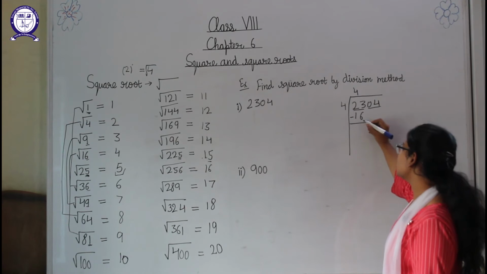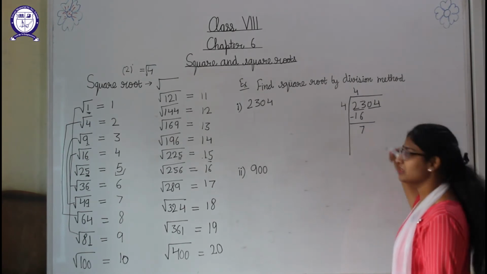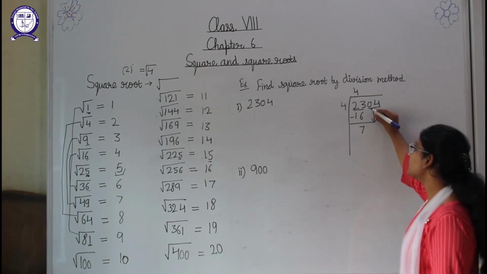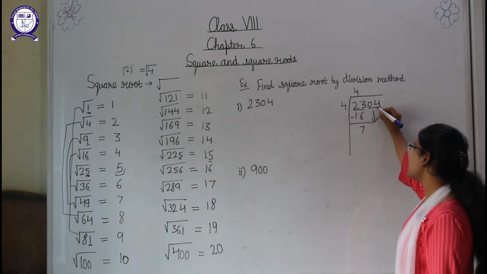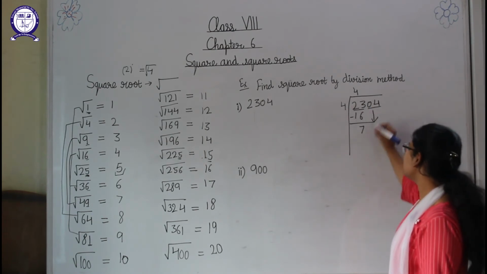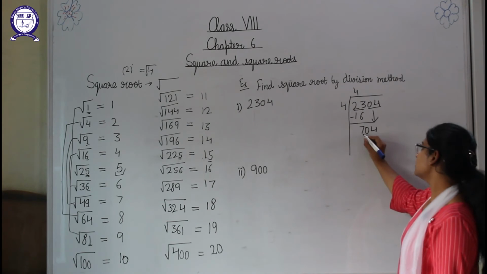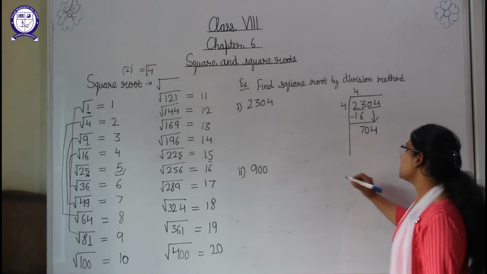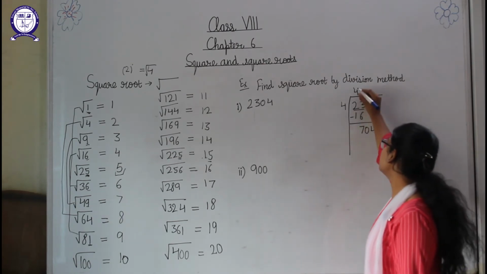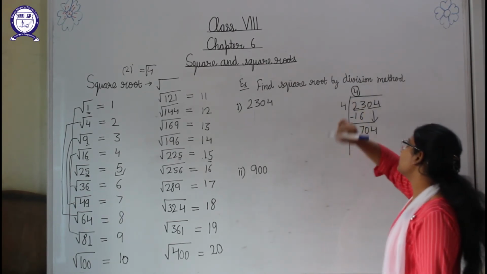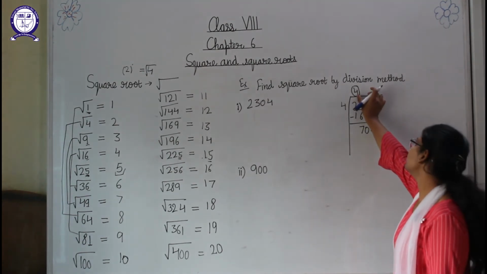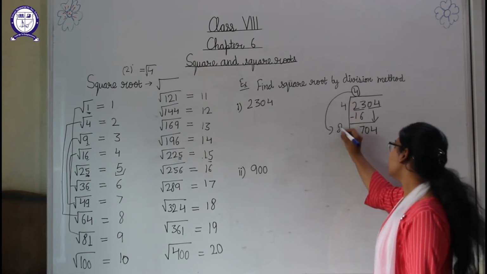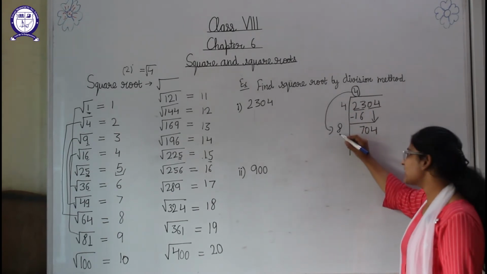So 23 minus 16, what are we getting? We are getting 7. Now what will we do? We will write down the next pair. We will not take only one digit, we will write down the complete pair. So here it is 04, so it becomes 704. Okay, now in the next step what we have to do? We have to double this digit. Whatever is the digit here, we will double it. So double of 4 will be 8. Okay, 4 2s is 8. So here we will write 8.